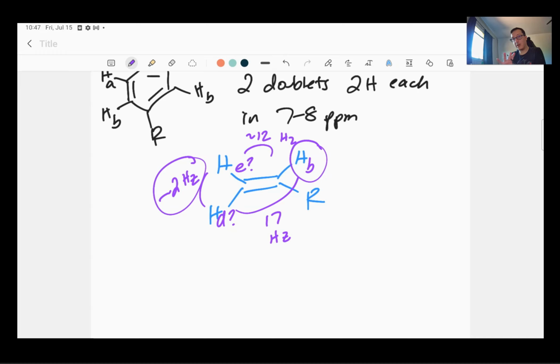All right, so does that make sense with the alkene part? Alkenes are kind of tricky. So we chose this because it should have the biggest splitting of these.